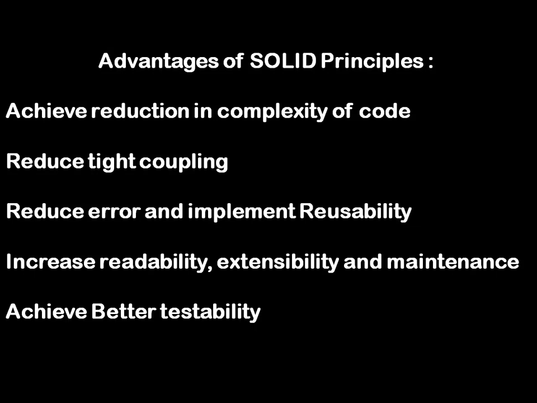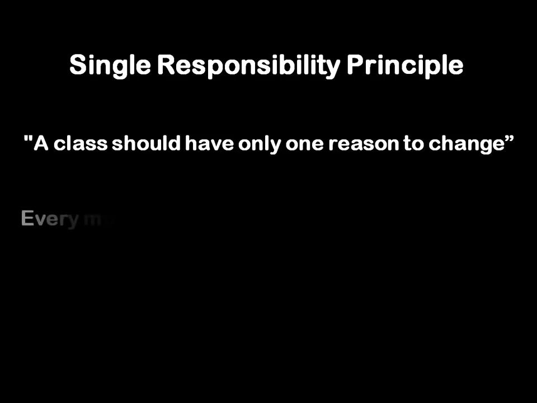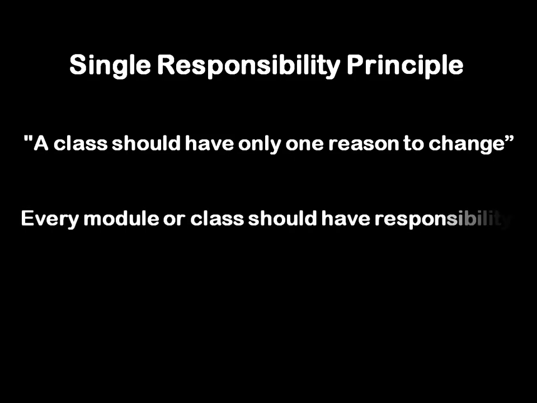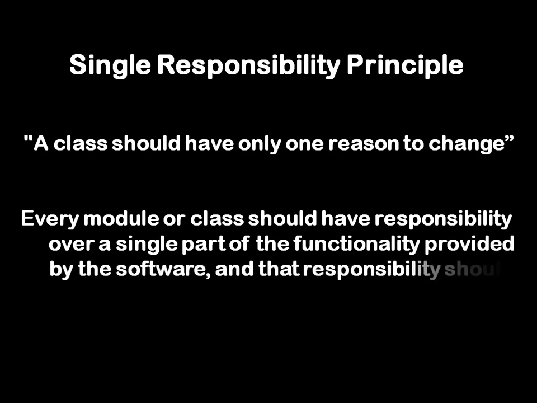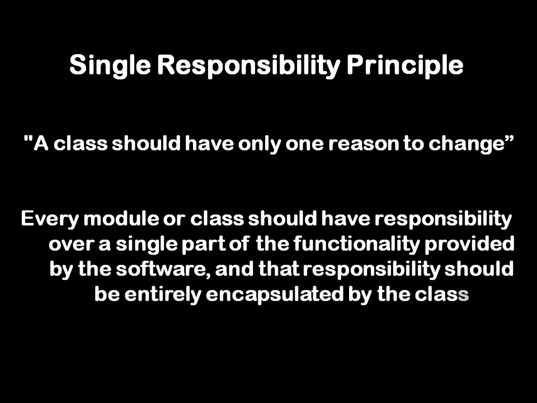So coming to the first principle, that is the Single Responsibility Principle. This is a bookish definition: a class should have only one reason to change. This is the bookish definition of SRP. Every module or class should have responsibility over a single part of the functionality provided by the software, and that responsibility should be entirely encapsulated by the class.